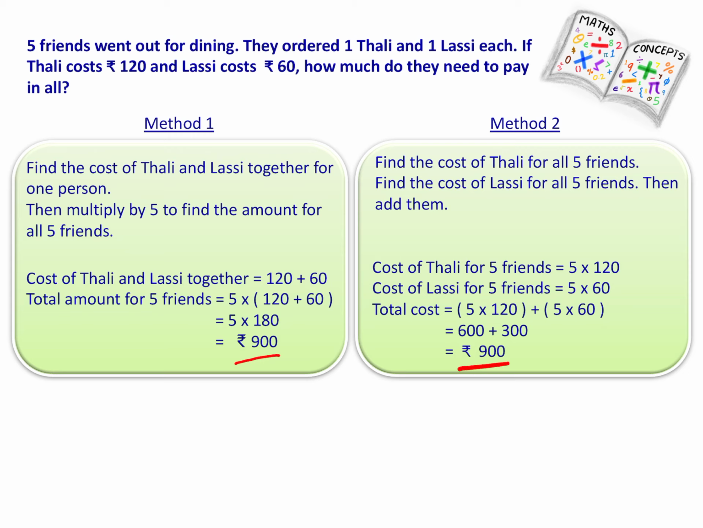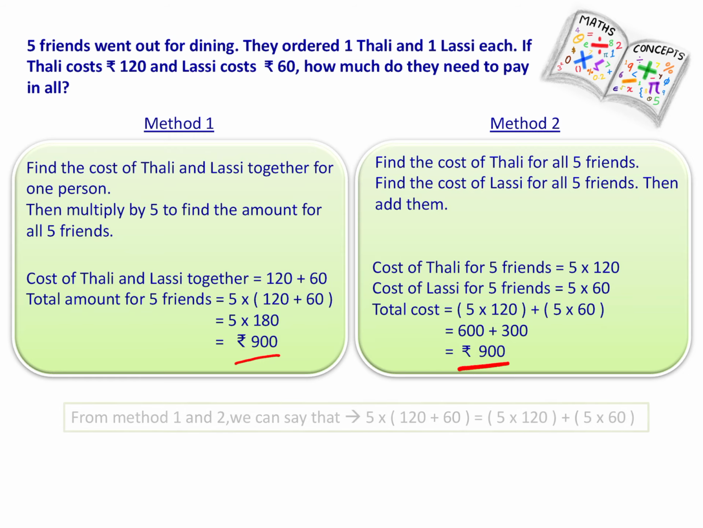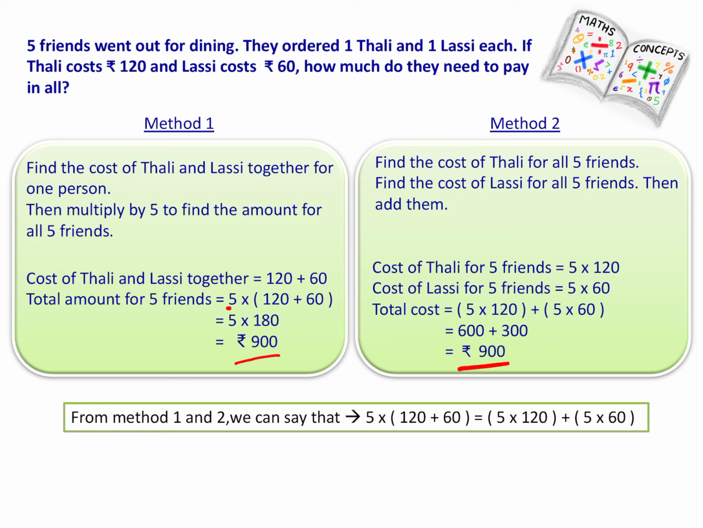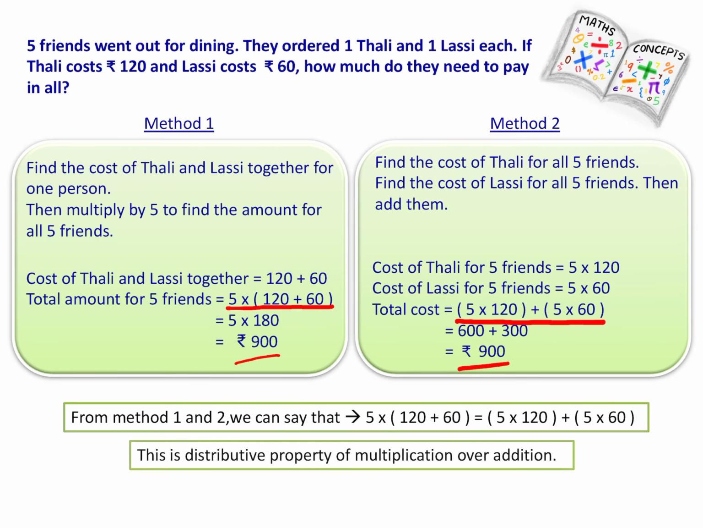Okay, so from method 1 and method 2, can we say that 5 into bracket 120 plus 60 is same as 5 into 120 plus 5 into 60? Yes, definitely we can say that, because in both cases we got same answer, right? So when we multiply addition of two numbers, we can actually multiply those numbers separately and then add them together. And this is distributive property of multiplication over addition.